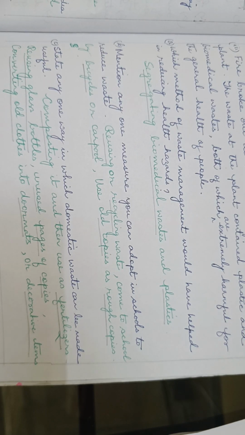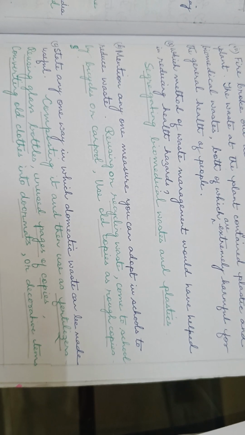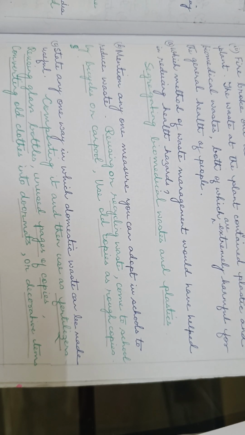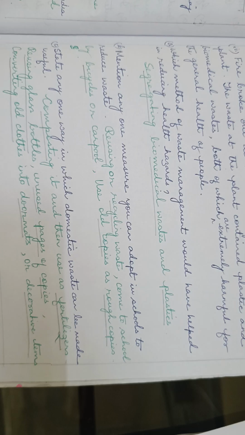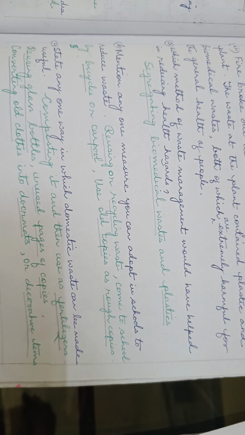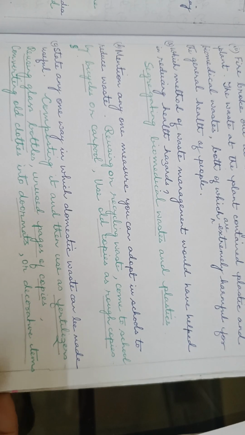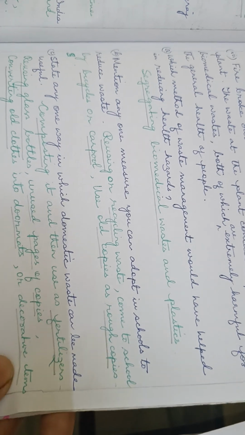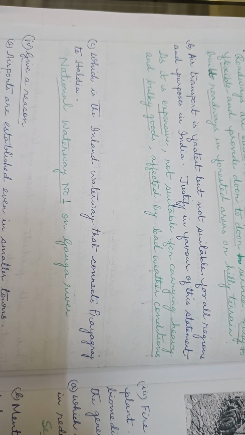First of all, if it is biodegradable, then we can compost it and have it as fertilizers. Suppose glass bottles are there, we can again reuse. If you have old copies with many unused pages left, you can use it as rough copy. And then old clothes, you can convert it into doormats or decorative items.